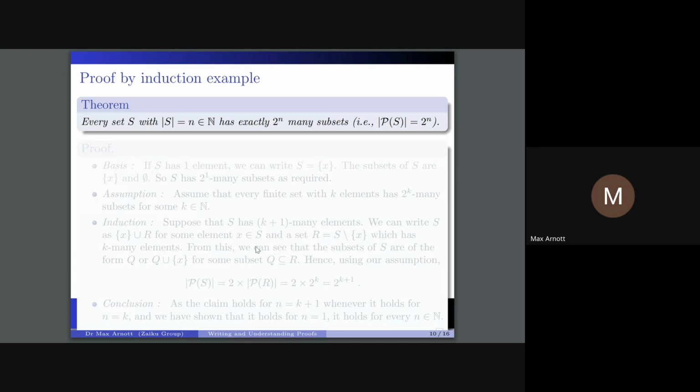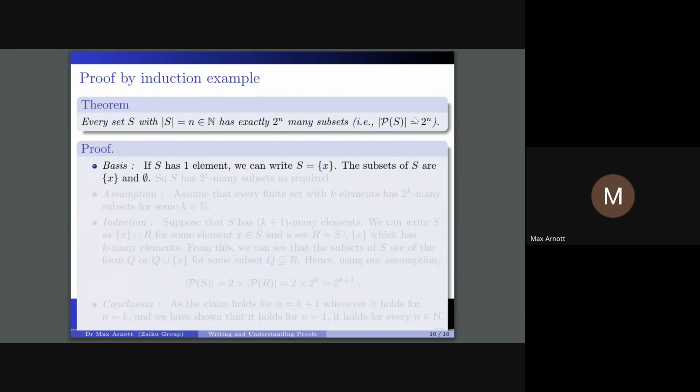So we're going to explain this with an example, and this is to do with the set theory stuff that you did at the start of the course. So the theorem goes: every finite set S with a natural number n of elements has exactly 2 to the power of n many subsets. This is the same as saying the power set of the set S has cardinality 2 to the n.